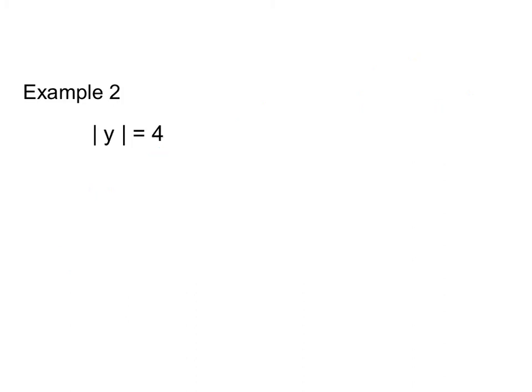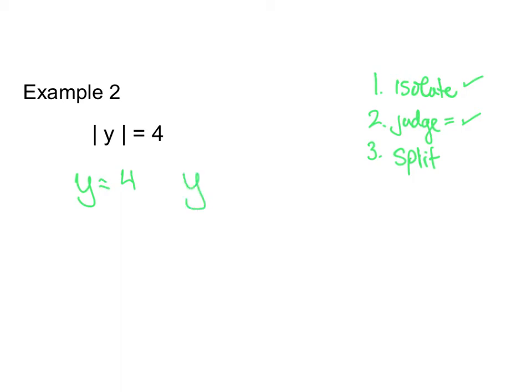So number 2, again, remember it's isolate. Is the absolute value isolated by itself? Yep, there's nothing else that needs to move. We're going to judge the number 4. Is it positive? Yep. Okay, now we can go ahead and do our split. We're going to write it exactly how it looks, and then with a negative itself.